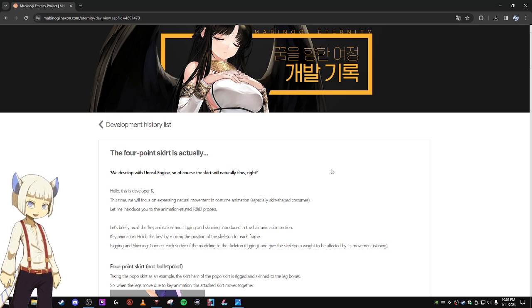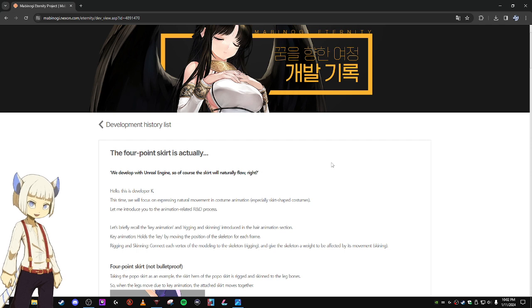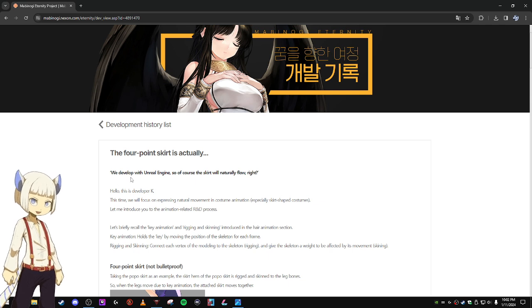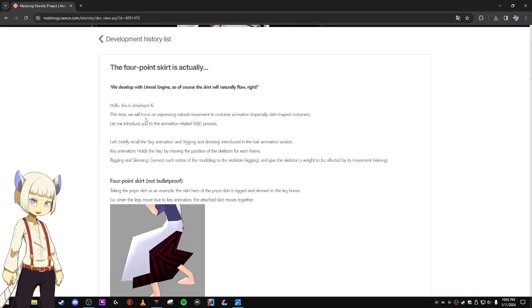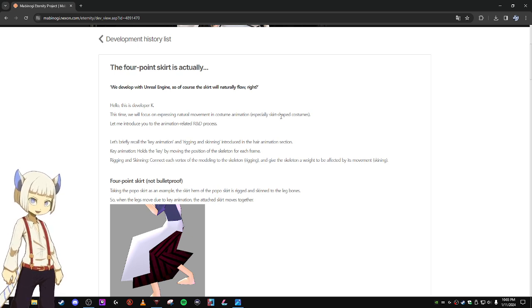Okay, so we'll be looking at another part of the Mabinogi Eternity section on the Korean website. So the 4-point skirt is actually... We develop with Unreal Engine, so of course the skirt will naturally flow, right? This time we will focus on expressing natural movement in costume animation, especially skirt-shaped costumes.